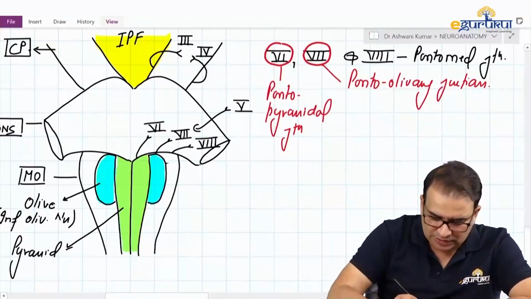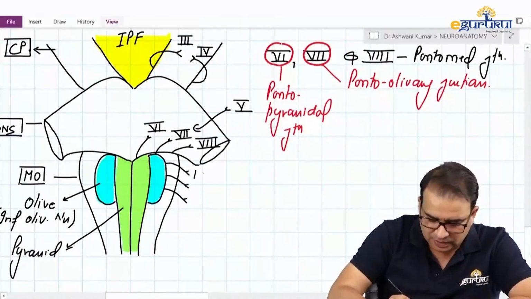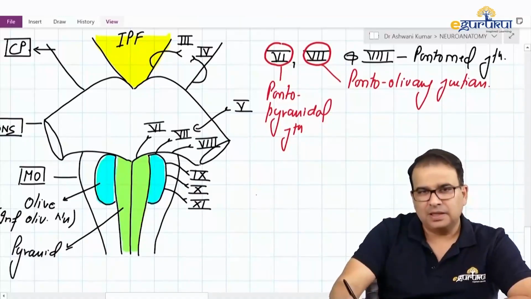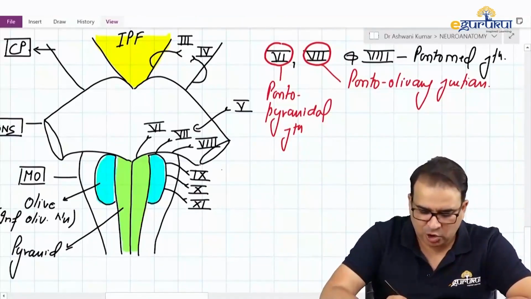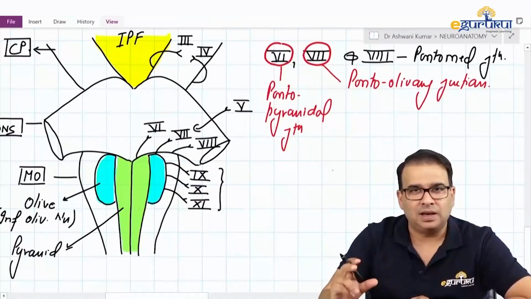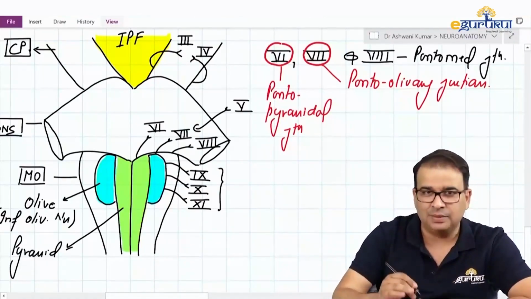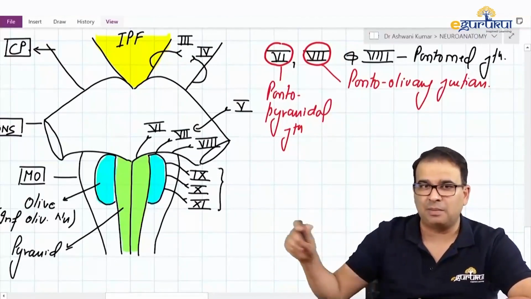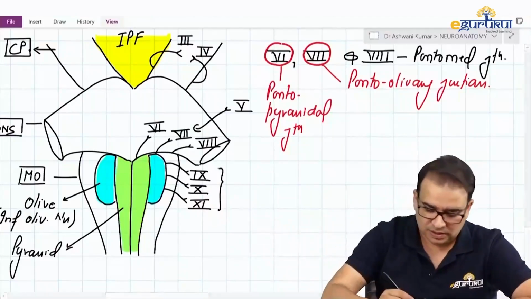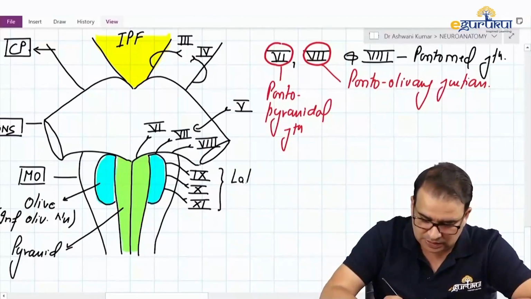Lateral to the olive, you can see the 9th, 10th, and 11th nerves. The 9th nerve, this 10th and 11th nerve, they're all emerging just lateral to the olive. If you remember, the common thing between these three nerves was that they were all coming from the nucleus ambiguus, and the nucleus ambiguus was present in the medulla oblongata. So the 9th, 10th, and 11th nerves emerge from the ventral aspect of the medulla, but remember, lateral to the olive. These nerves are present lateral to the olive.